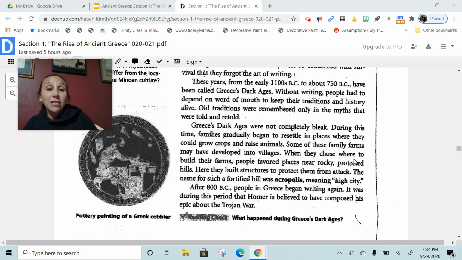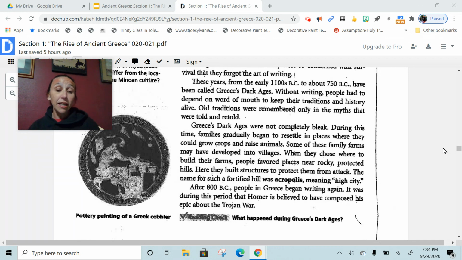During this time, families gradually began to resettle in places where they could grow crops and raise animals. Some of these family farms may have developed into villages. When they chose where to build their farms, people favored places near rocky, protected hills. Here they built structures to protect them from attack. The name for such a fortified hill was an acropolis, meaning a high city.